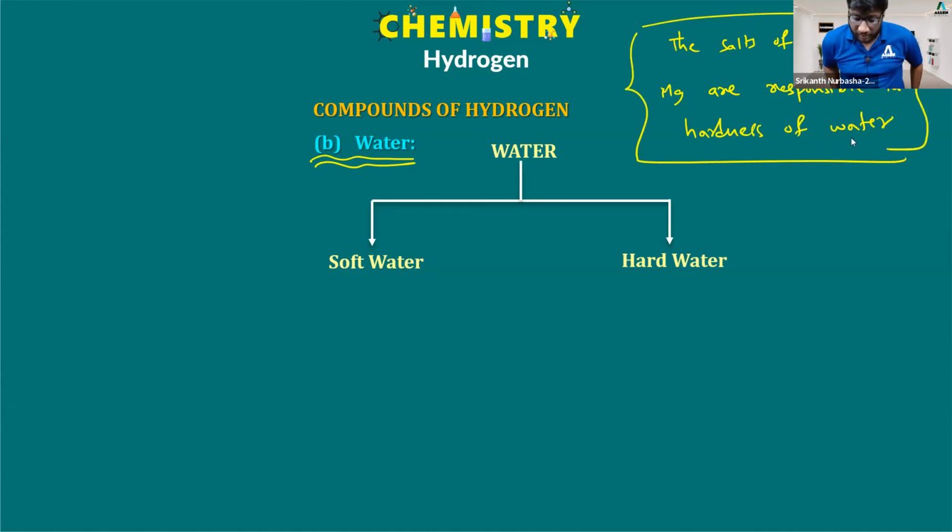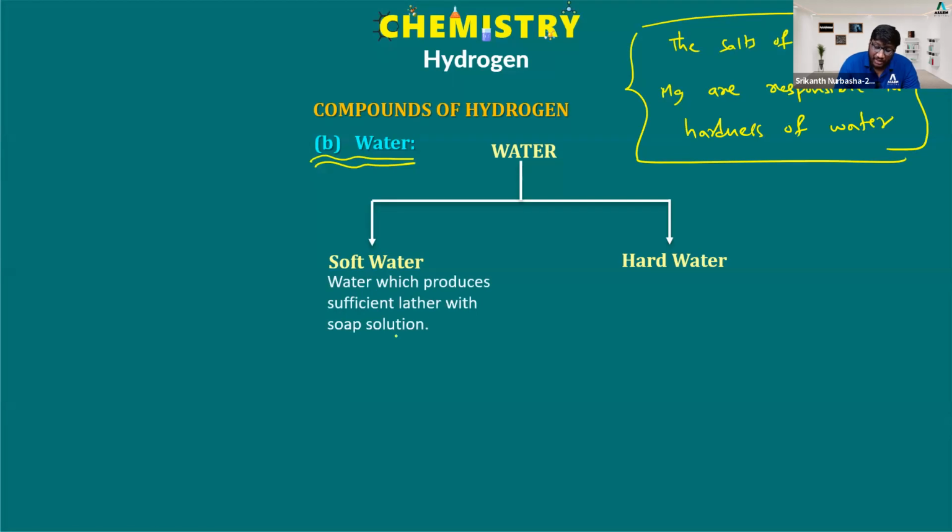Water is classified into two types, soft water and hard water. Soft water means water which produces sufficient lather with soap solution. Hard water means water which does not produce lather with soap solution. Whatever salts of calcium and magnesium are there, they are soluble, and they will not allow the lather formation easily. The hardness of water can be of two types, temporary hardness and permanent hardness.